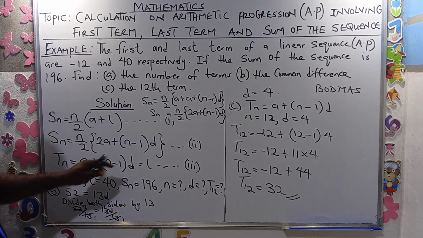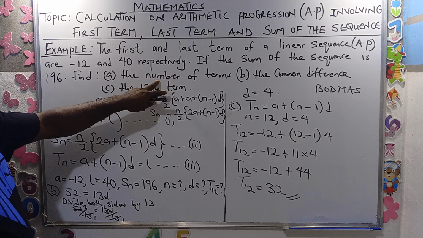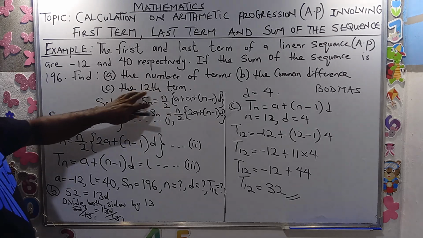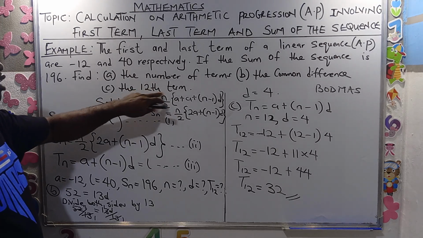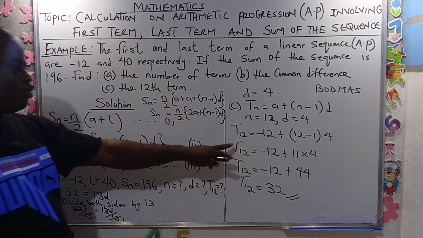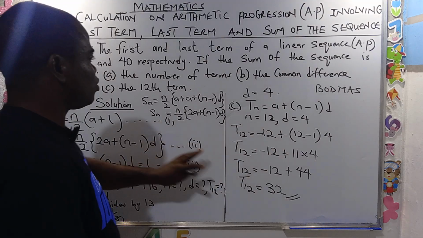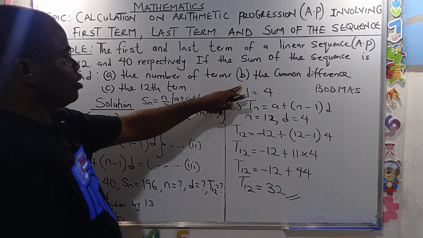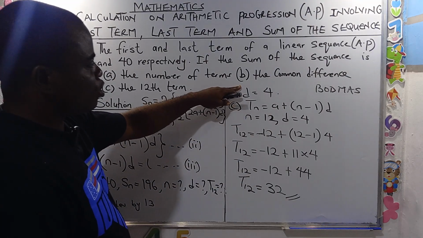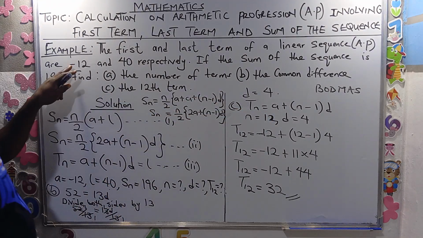You can see that we did not make use of the number of terms that we have because we are being specified to look for the 12th term. Your n here will be 12. Okay, by the common difference, you still make use of the common difference of 4, and you make use of the first term in the question.